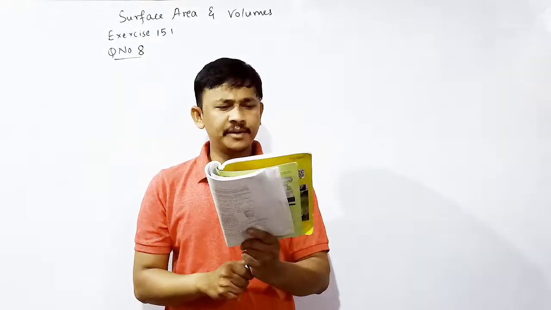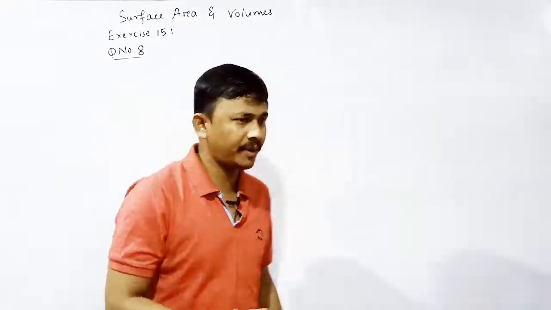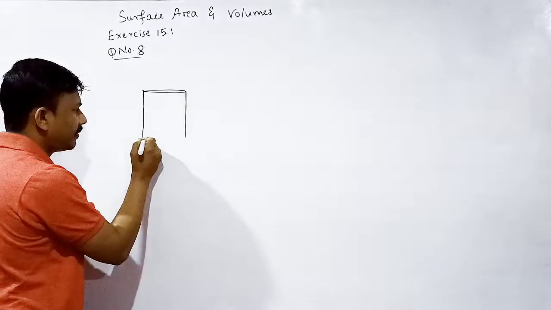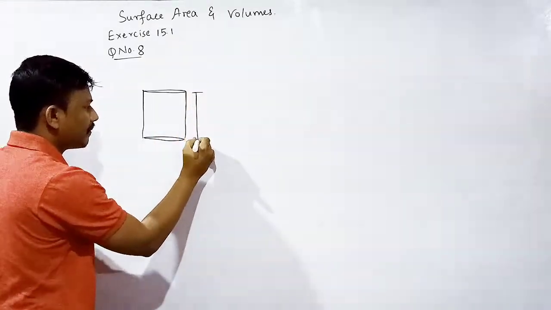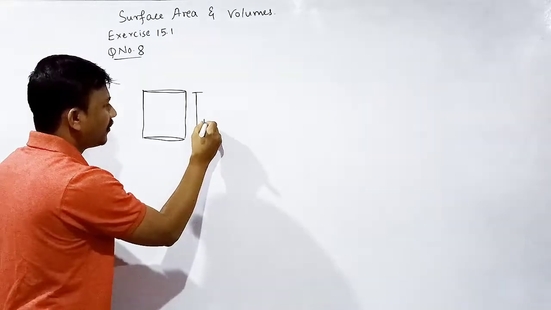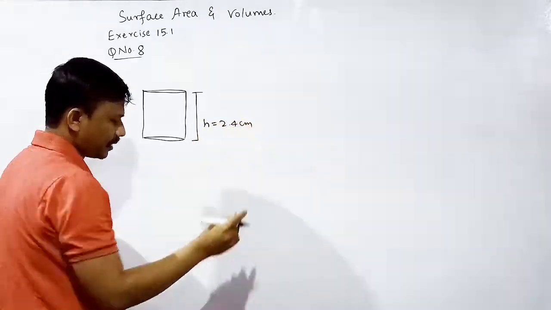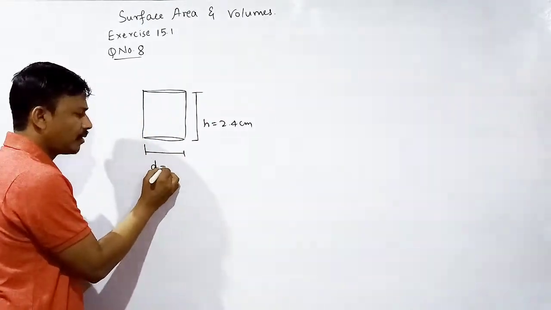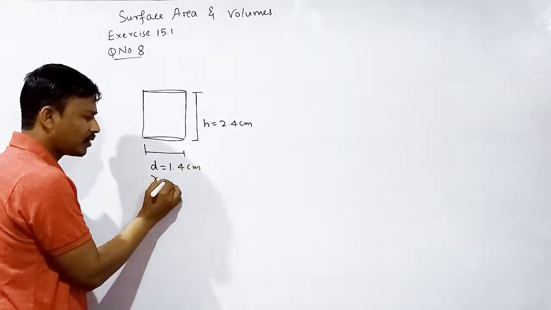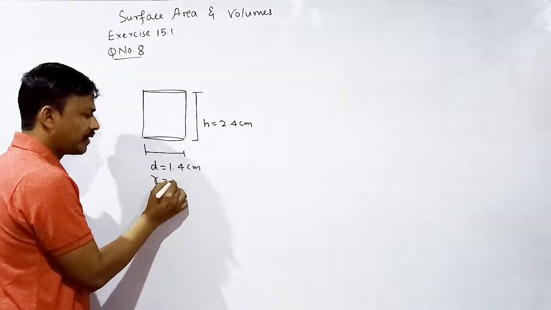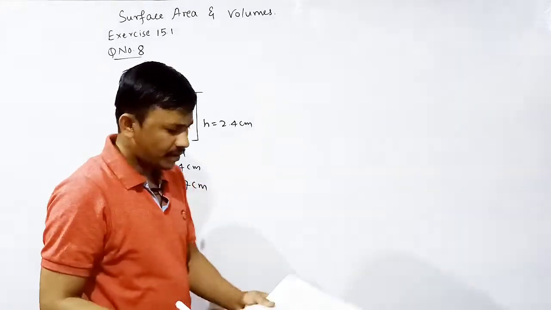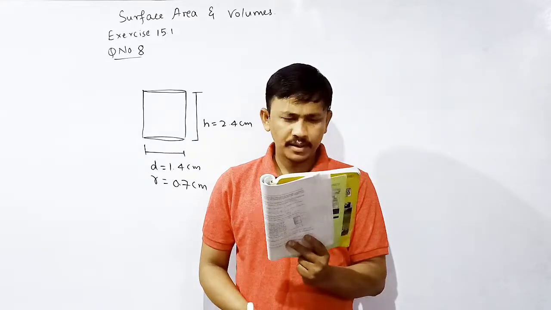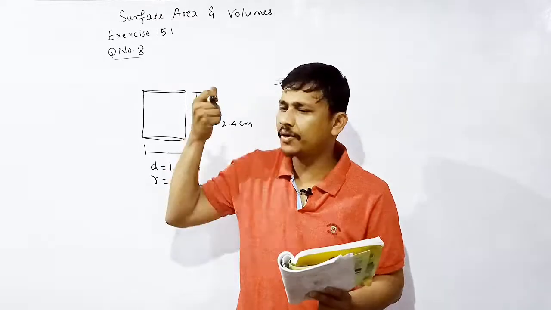From a solid cylinder whose height is 2.4 centimeter, and the diameter is 1.4 centimeter, then the radius is equal to 0.7 centimeter. Next, a conical cavity of the same height and same diameter is hollowed out.